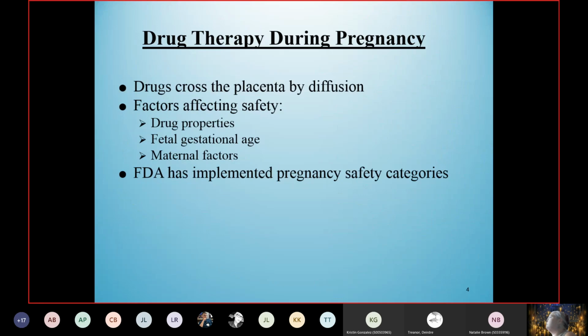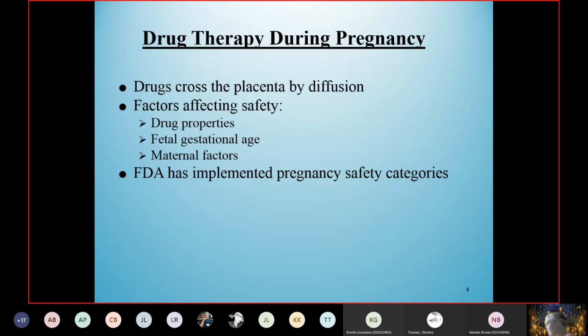Learning objectives. First, drug therapy during pregnancy. So, of course, a lot of drugs cross the placenta. During pregnancy, the first trimester is the greatest period of danger for drug-induced defects. So again, the first trimester is the period of greatest danger. Factors that contribute to the safety or potential harm of the drug basically go down to drug properties, gestational age, and some maternal factors.